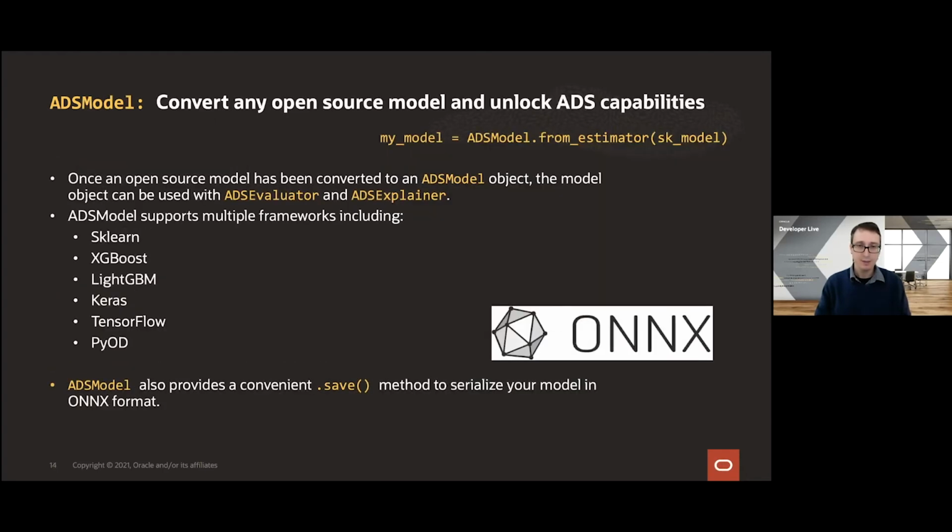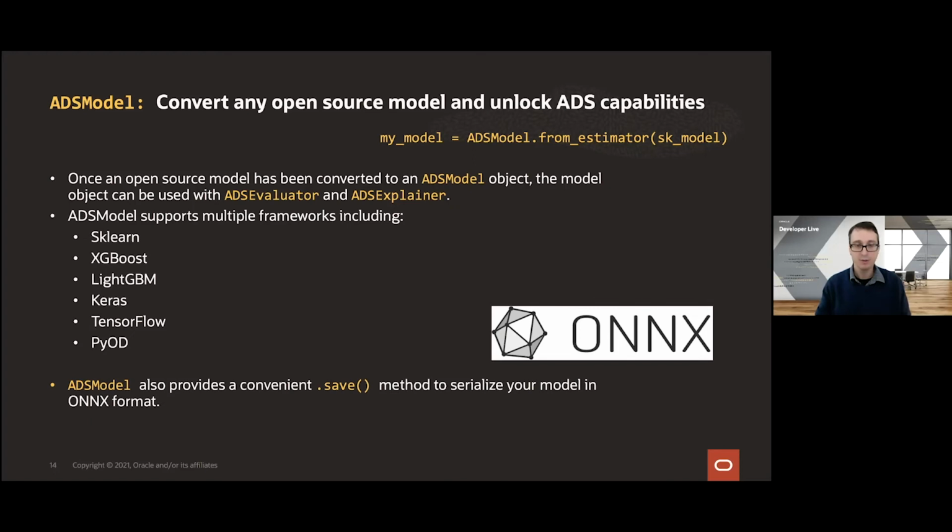So AdTuner and AutoML are two capabilities that you have to train models with ADS. But you don't have to use those tools. You can use your own. You can use an open source library if you want. You can use XGBoost, scikit-learn, TensorFlow, Keras, PyOD, LightGBM. And we give you the ability to take that open source model that you've created and convert it into an ADS model.